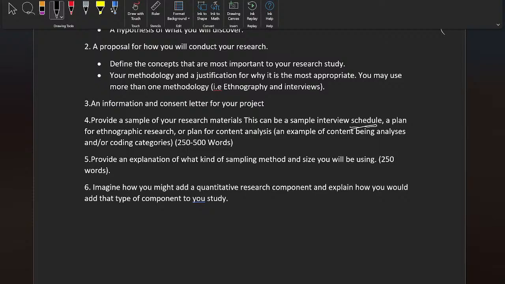Other questions? There's something, I don't know where it is, but it says something about where example of the content being analyzed and/or the coding categories for content analysis. What exactly do you want to say for content analysis? Okay, are you doing content analysis? That's where I'm starting.